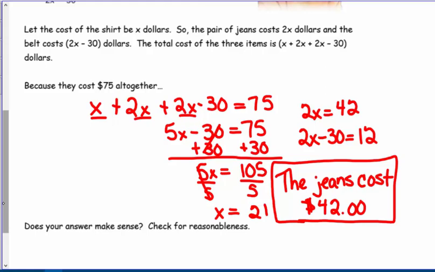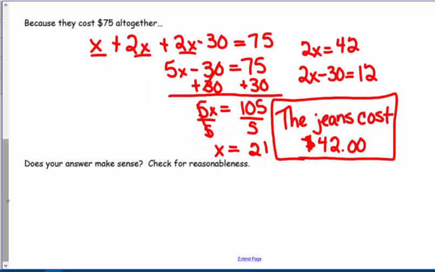Does your answer make sense? Well, let's check it for reasonableness. If it's $42 for the jeans and $21 for the shirt and $12 for the belt, 2, 4, 5, 4, yeah, that seems reasonable.